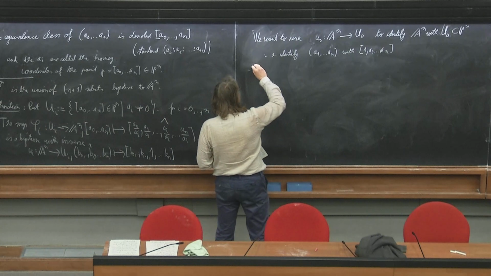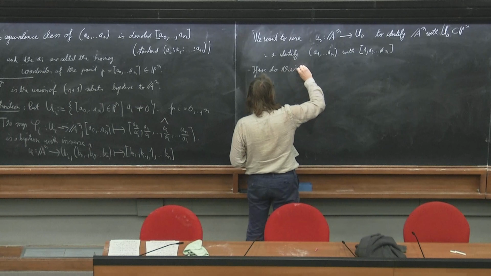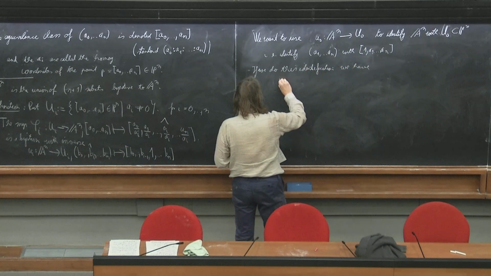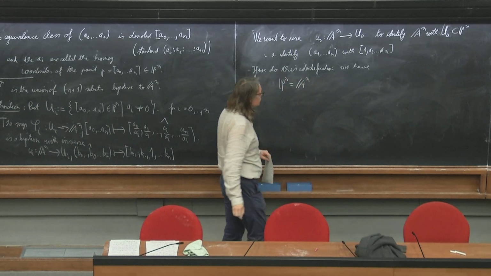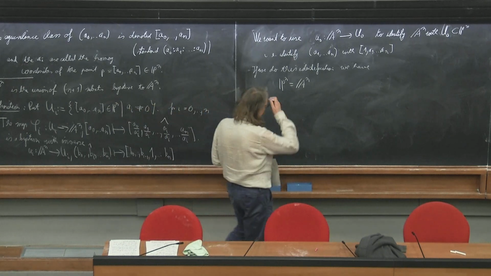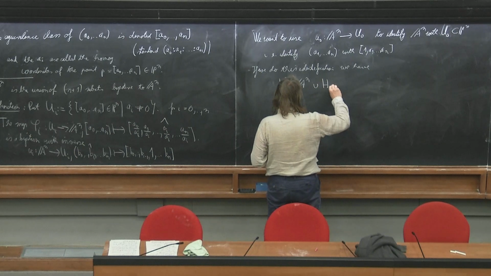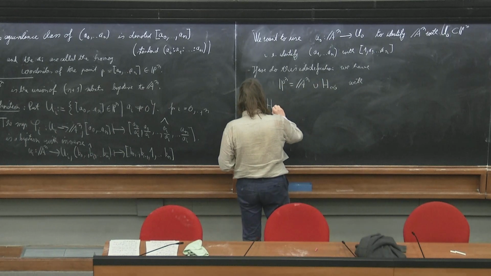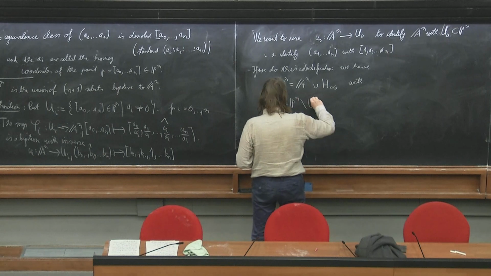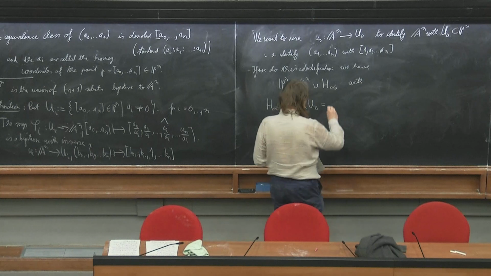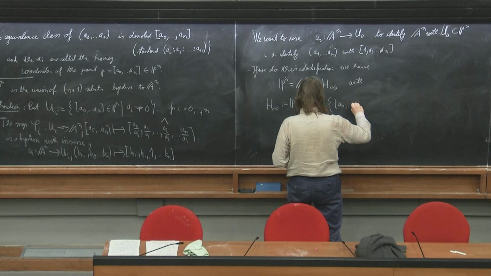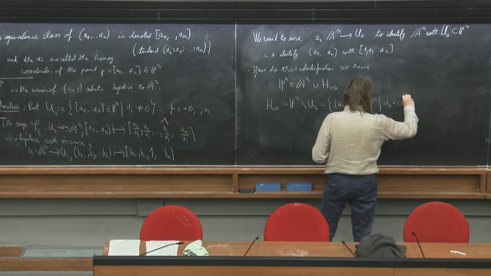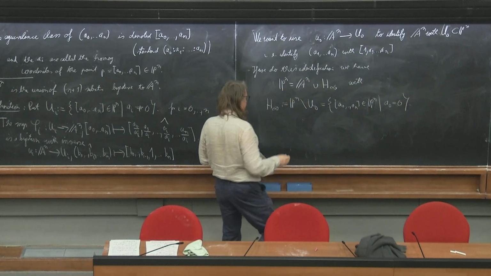If we do this identification, we have that P^n is equal to A^n union whatever does not lie in A^n, so P^n without U0, which I write as the hyperplane H infinity, where the hyperplane at infinity, which is just P^n without U0, can also be described as the set of all (a0, ..., an) in P^n such that a0 is equal to 0. So this is called the hyperplane at infinity.